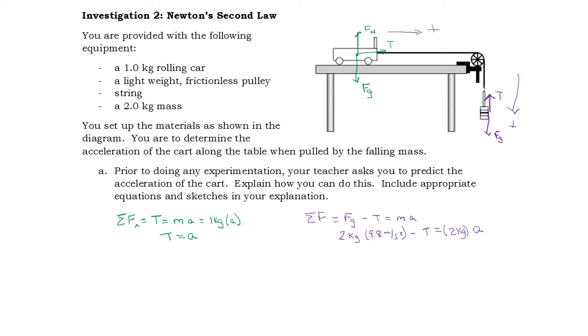times A. Well, I have two unknowns here. I don't know the tension and I don't know the acceleration, but here I can see that tension is equal to acceleration. So I'm going to plug that in over here. So I get 19.6 minus A equals 2A. 19.6 is equal to 3A, and A is equal to 6.5 meters per second squared.